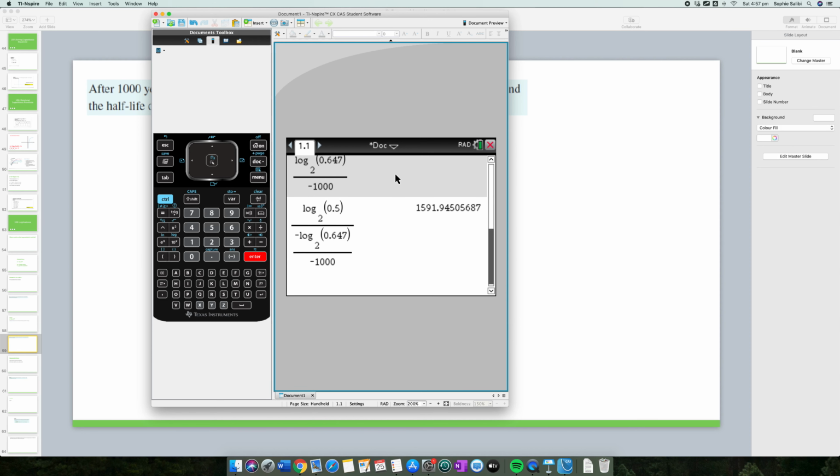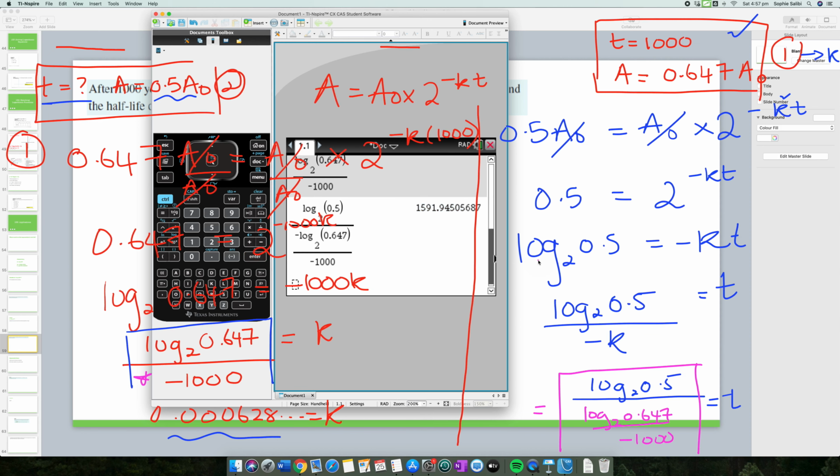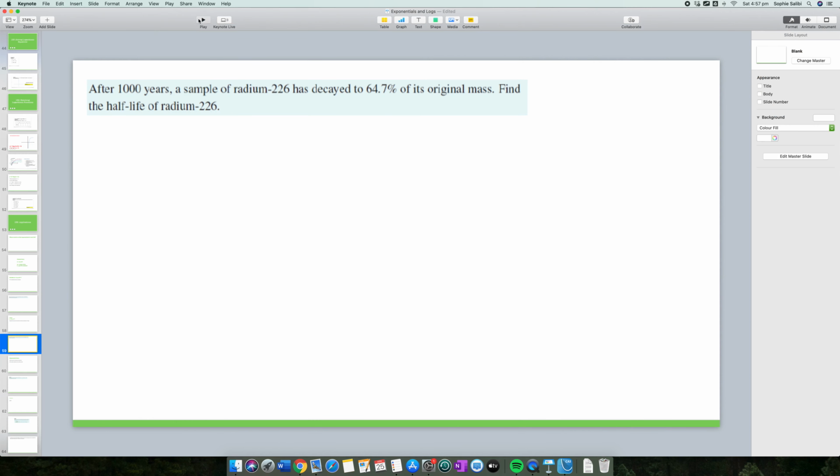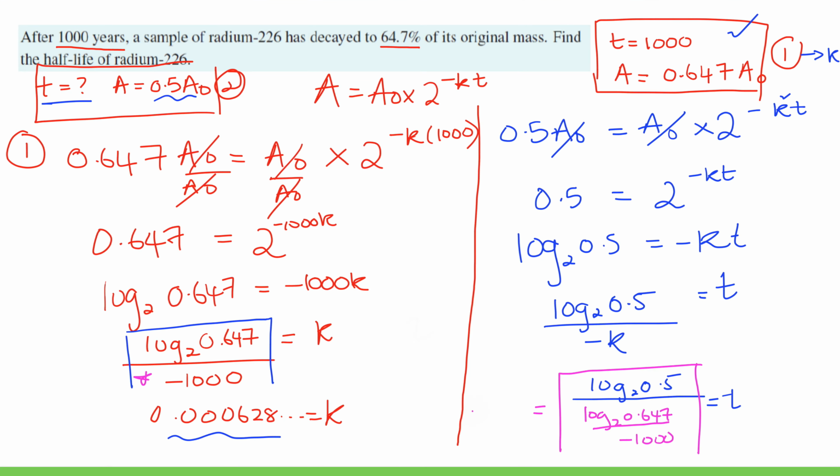As you can see on my calculator here, that is equal to 1591. So I'll just transfer that over. So that's 1591 years.